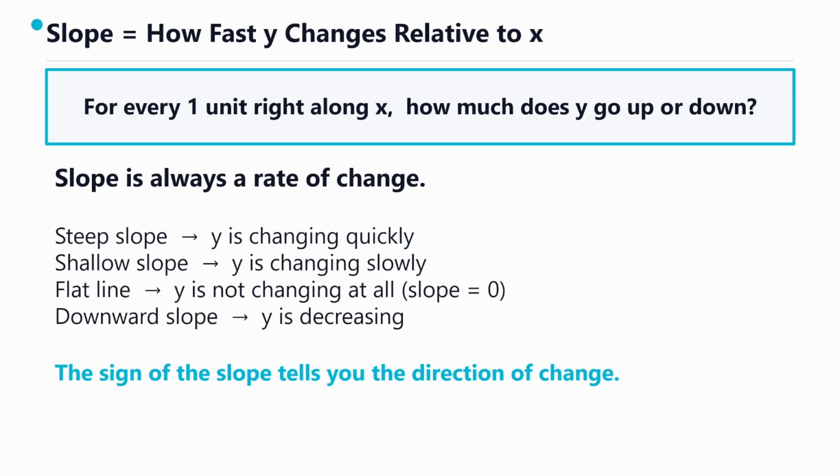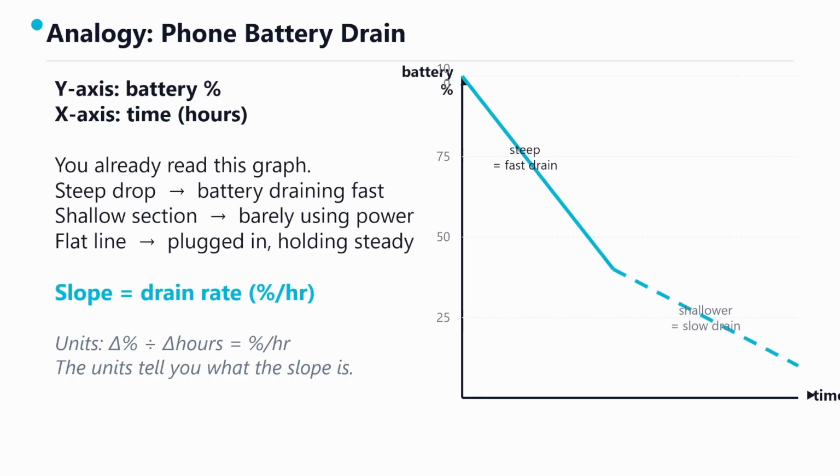So here's an example you already understand, even if you've never thought about it this way. Your phone battery percentage is on the y-axis and time is on the x-axis. You've definitely looked at the graph in your phone settings and thought, why is it dying so fast? You're already reading the slope. A steep drop means high drain rate. A shallow section means something's barely using any power. A flat line means the phone's off or charging just enough to stay steady, right? So the slope of the graph is your battery drain rate.